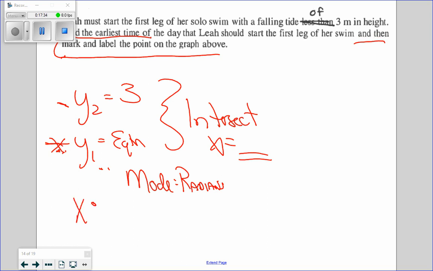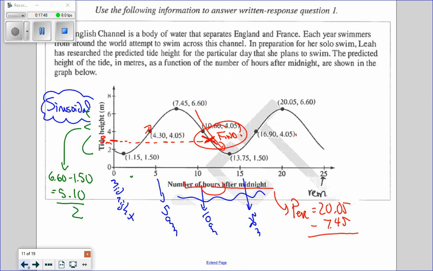When you're doing your window settings, make sure that they match the picture from the question. So in the question, the x went from 0 to 25. So you're going to go x min, x max. Don't worry about the scale. For the y, you're going to go from 0 to 8. So you're going to make your window settings exactly what they have on the picture. And then from there, you just find that intersection point.